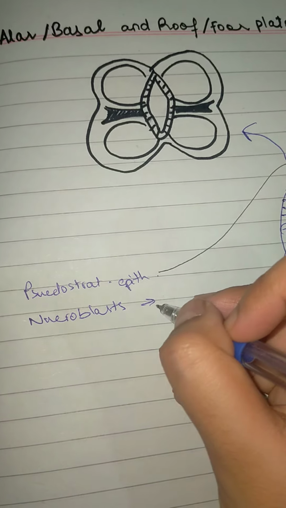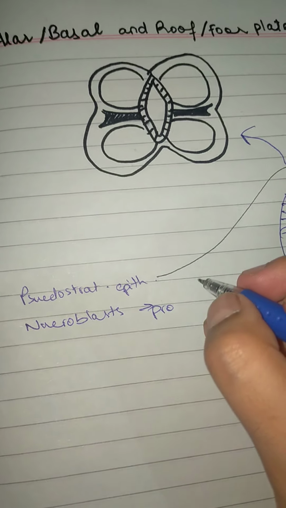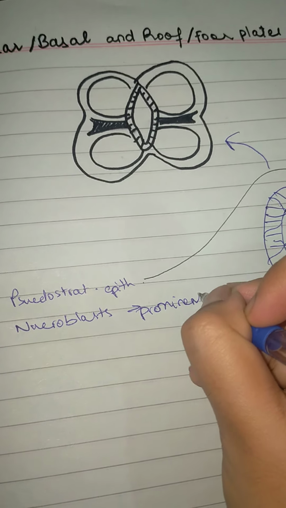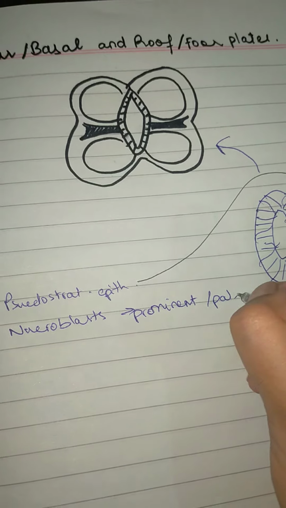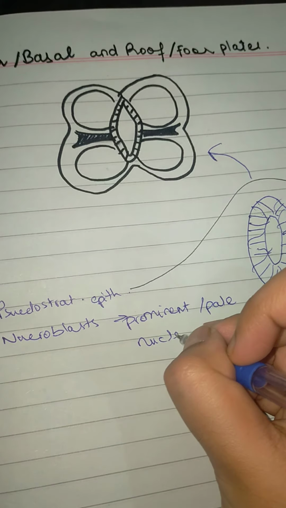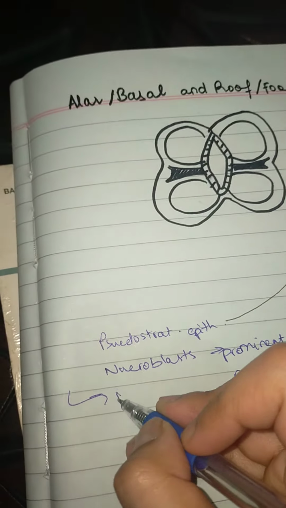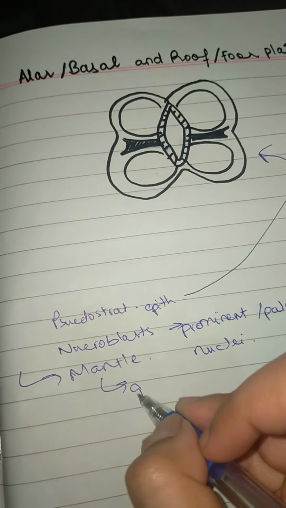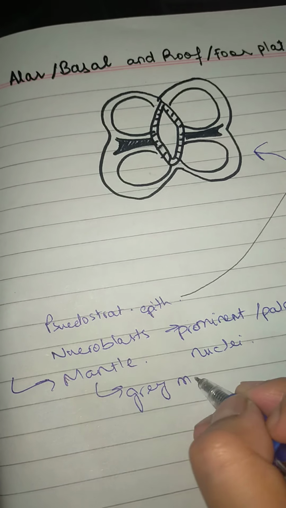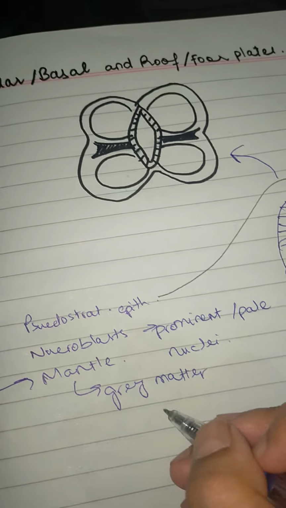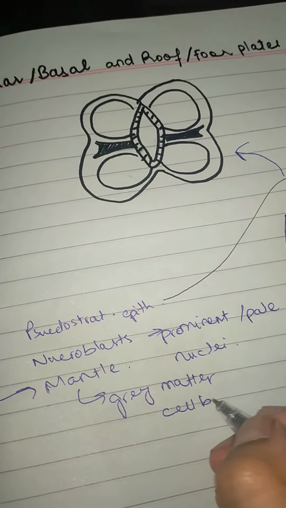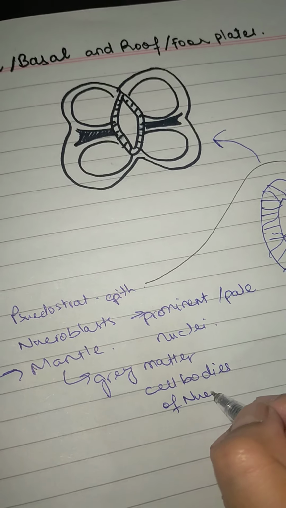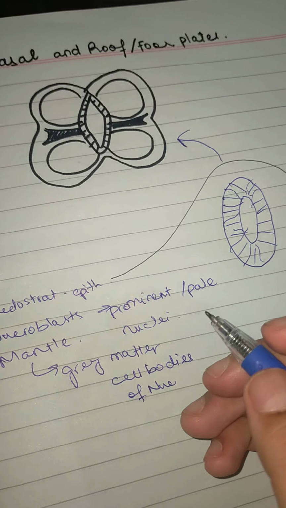cells with prominent nuclei as well as nucleoli and pale staining nuclei. And these form the mantle layer, which is important for the formation of gray matter containing cell bodies of the neuroblasts, which will form the future cell bodies of the neurons.